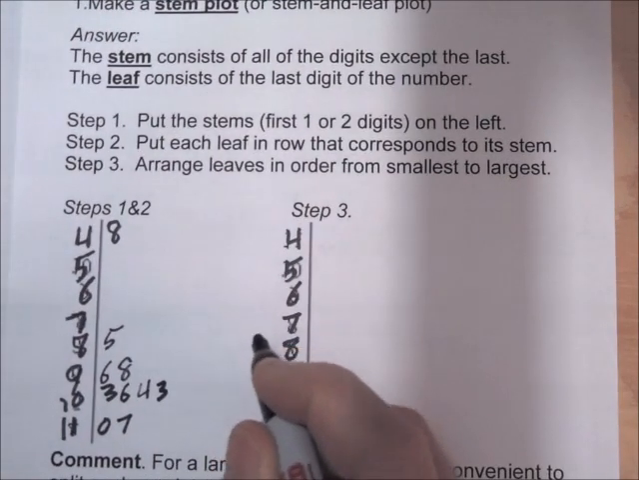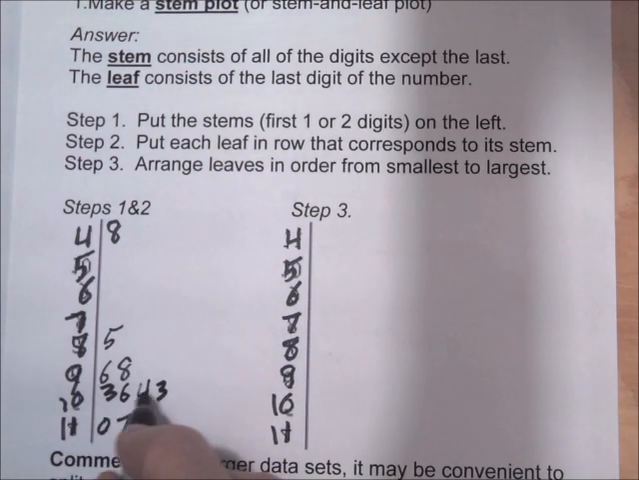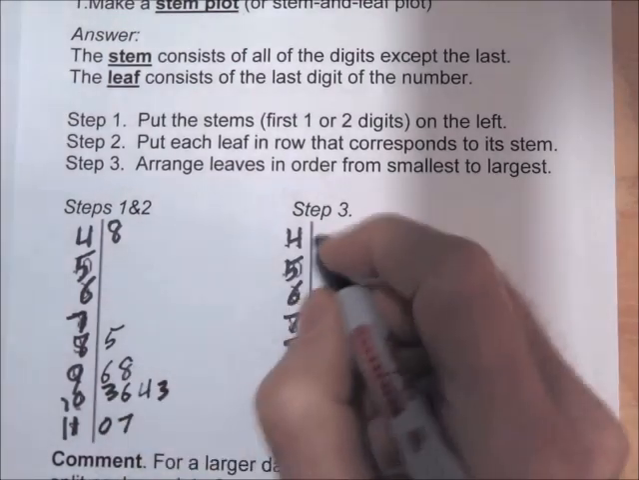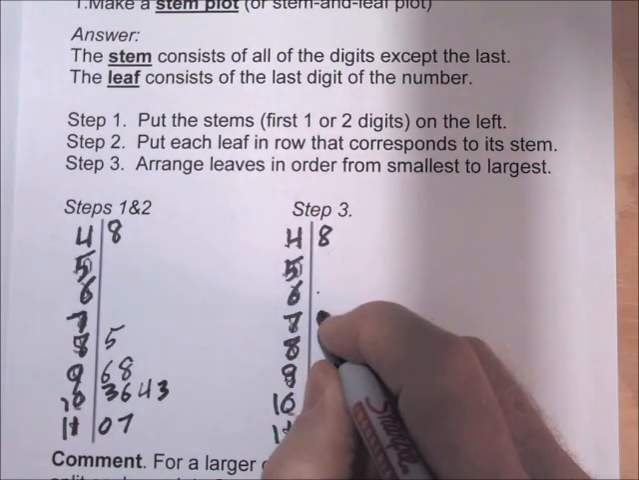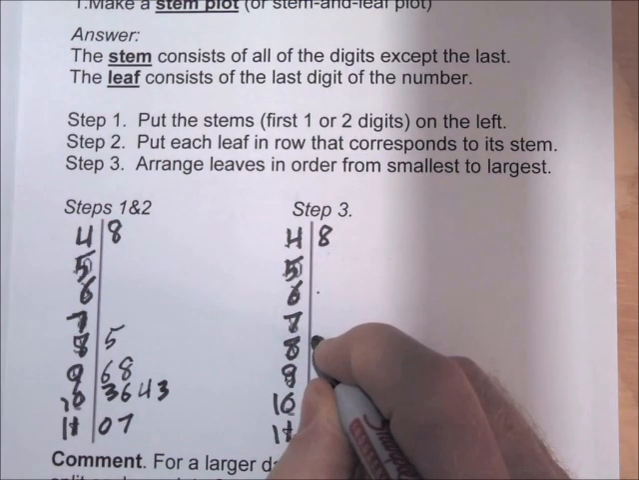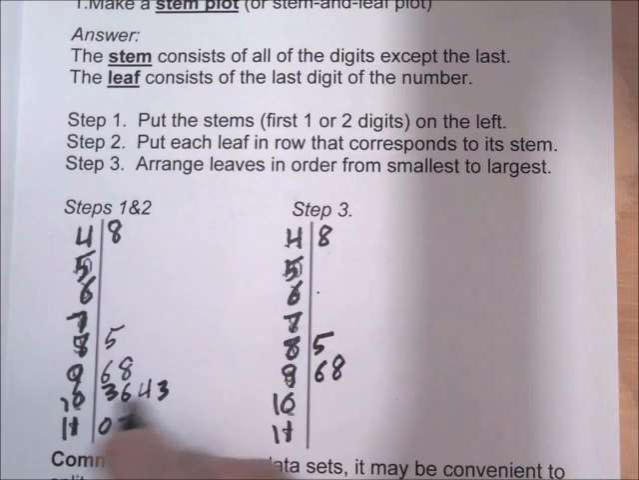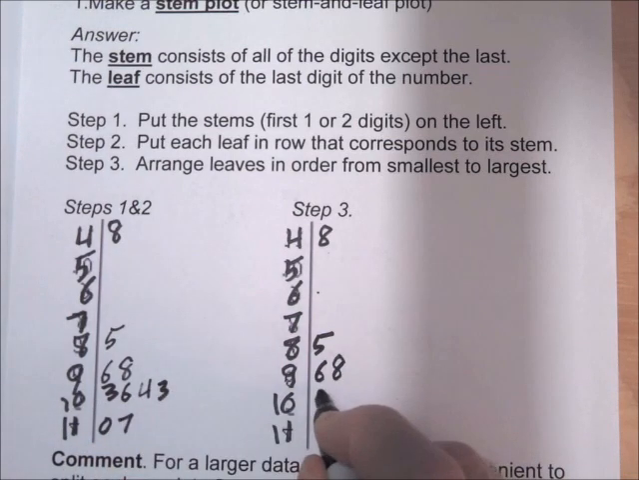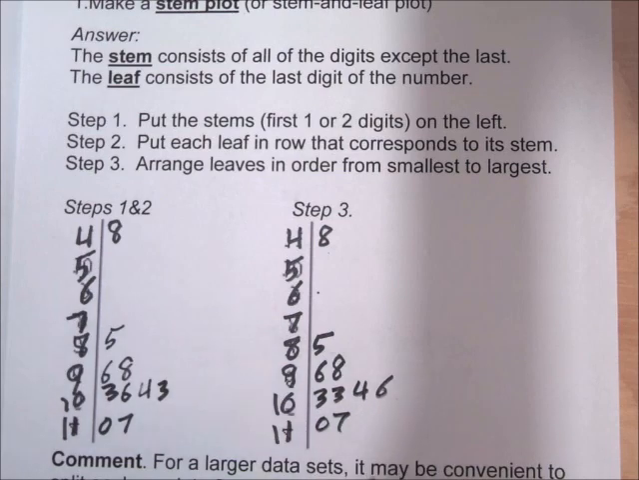Okay, so that's basically the plot, but usually we do an additional step of putting the leaves in order from smallest to largest. The only row where the leaves are out of order is row 10. So the other rows we can just copy the way they are. We have 8 in row 4, 5 in row 8, 6 and 8 in row 9, and then in row 10 we want to put them lowest to highest, so 3, 3, 4, 6, and then 0 and 7 in row 11. And that's our stem plot.